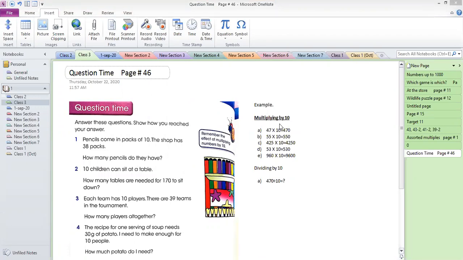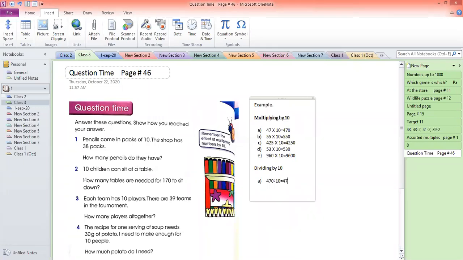Now the question is 470. Your question is 470 divided by 10. So you have to answer. 470 divided by 10 equals to 47.